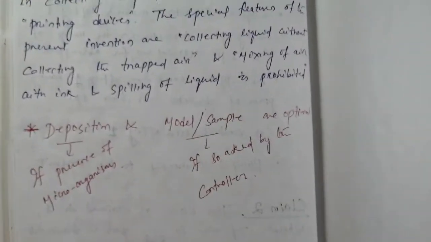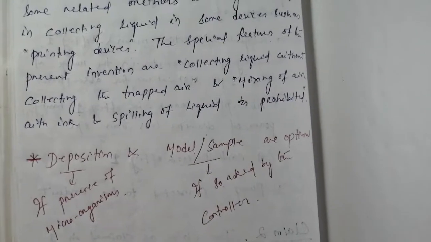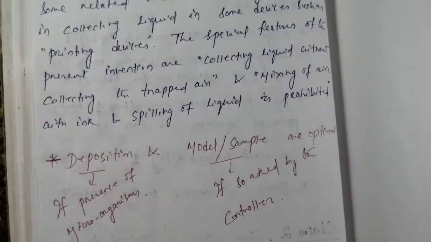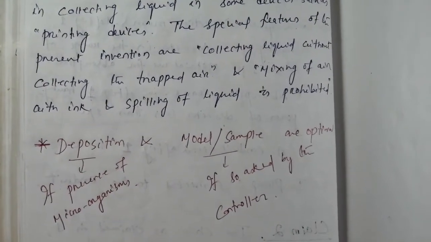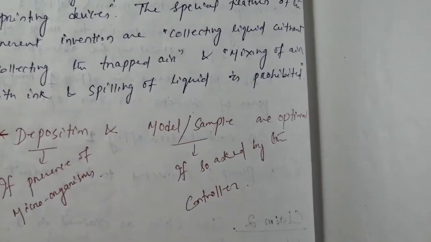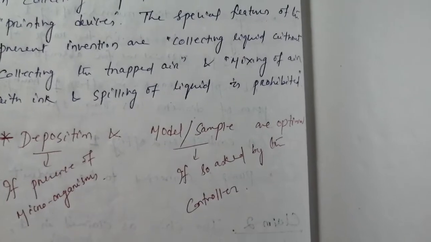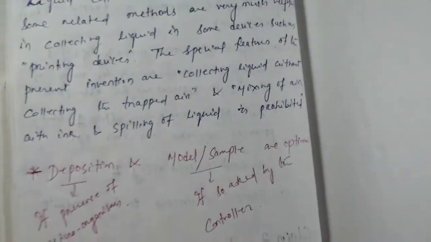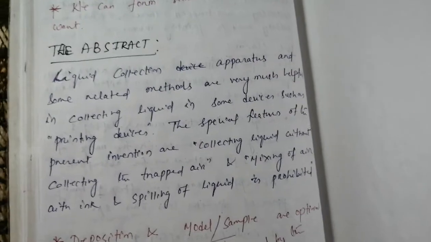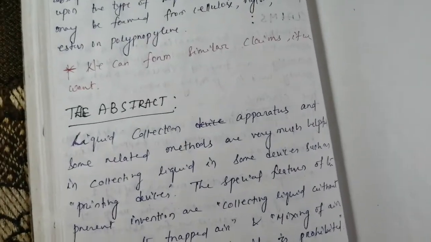Fine. Okay, and the next things, that is deposition and model or sample. So sample we can write here as for deposition, if presence of microorganisms are there in the invention. Here it is not there, so not required. Then model or sample are optional, because if it is so asked by the controller, then only we have to show this. Fine. So this way friends, question number 10 of part C2 of paper 2 patent agent examination year 2018 is completed.